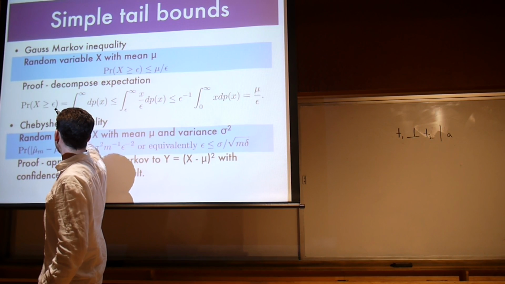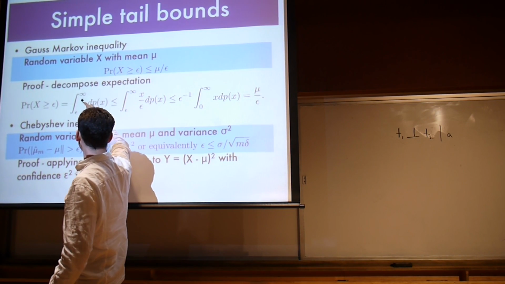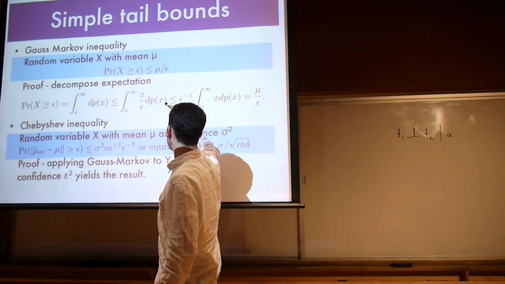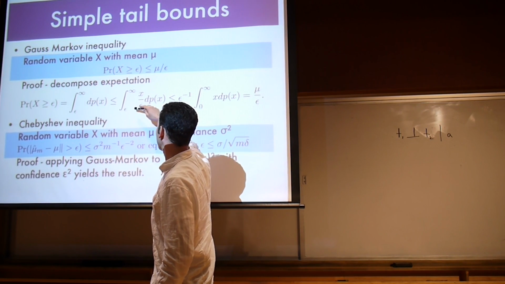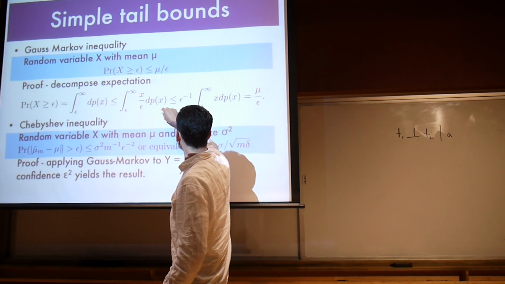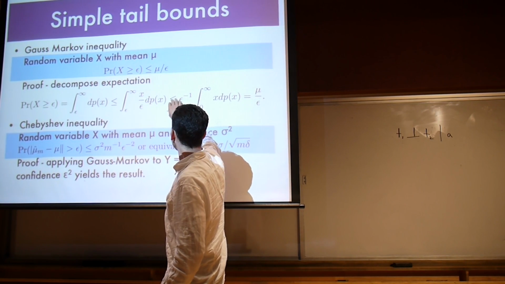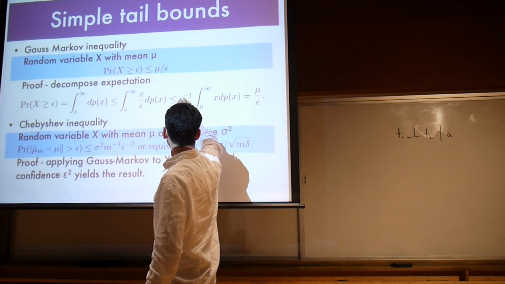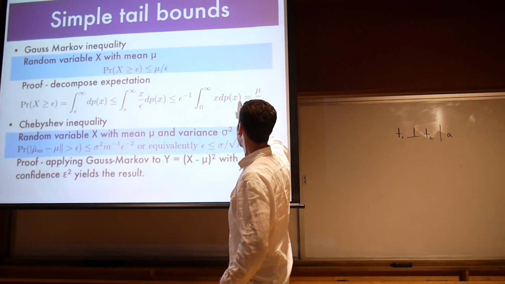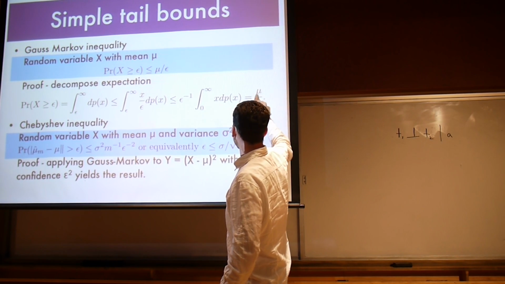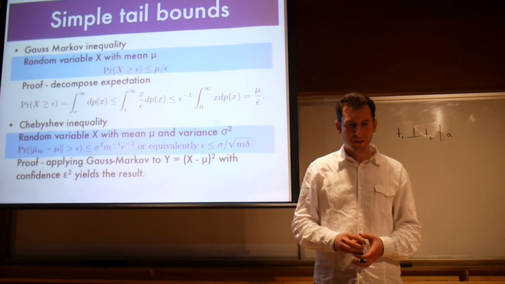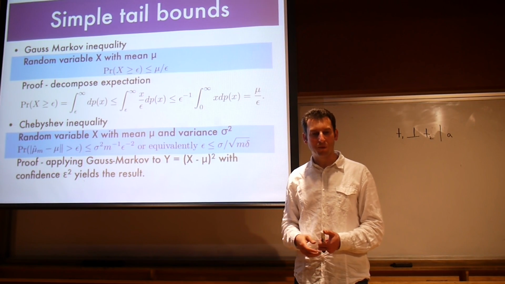Probability that x is greater or equal than epsilon is the integral from epsilon to infinity of dp of x, which is less than or equal to the integral of x over epsilon dp of x. I'm assuming that epsilon is greater than 0 here. First of all, I can pull out epsilon. Now, I know that this is, of course, less than or equal to the integral from 0 to infinity of x dp of x. But that's exactly the mean. Okay. That's the simplest inequality that you can get. But it actually can be used to then generate stronger ones.